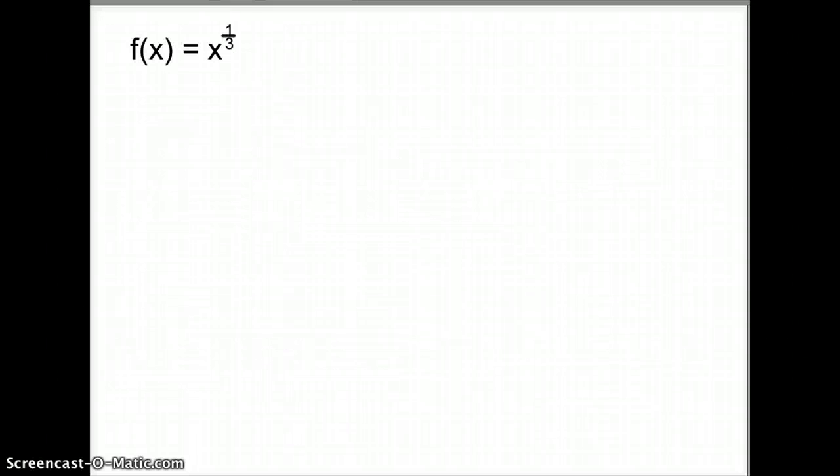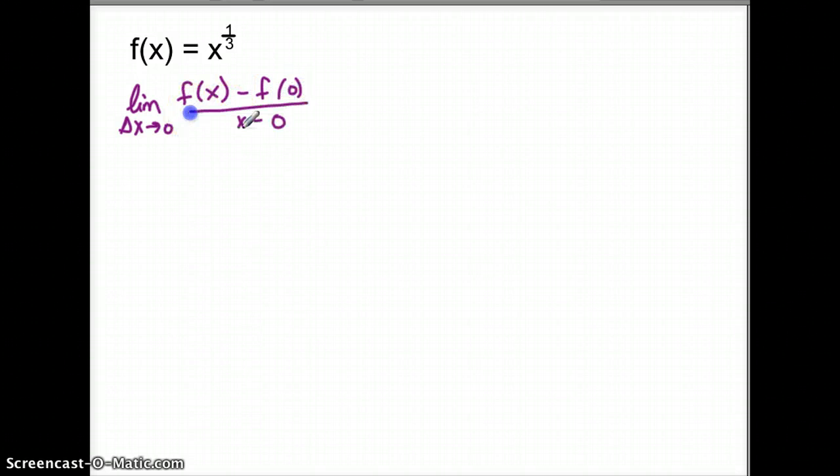Find the derivative using the limit definition. So the limit as delta x approaches 0, limit as x approaches 0. So we're going to have x to the 1/3. Remember what we can do with powers. x to the first is the same as x to the 3/3. Subtract the exponents. 1/3 minus 3/3 is -2/3.